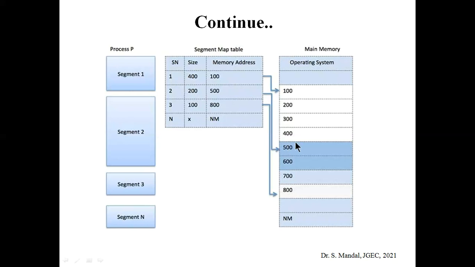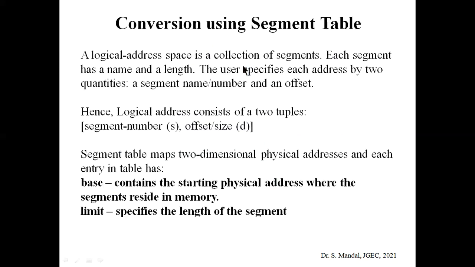So this is the way segmentation works, and the basic difference is that the sizes of the segments are different. That means these are of variable length, with different functionality, and you need to use a segment map table, which consists of size and memory address or base address. Now let's see how we can do the conversion using the segment table.